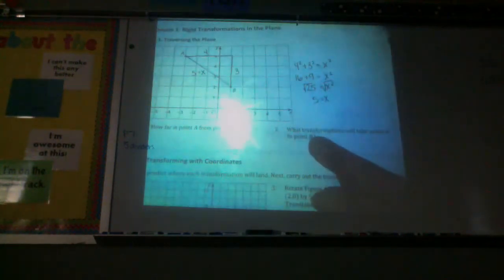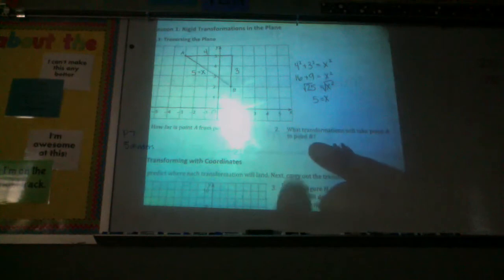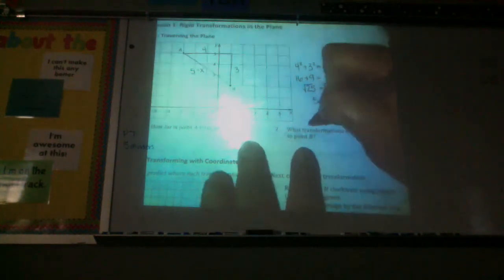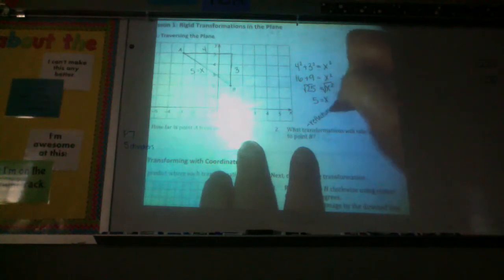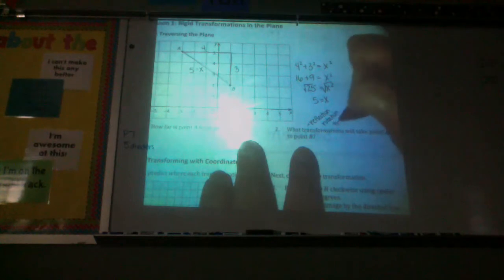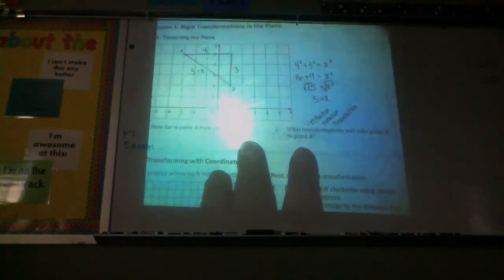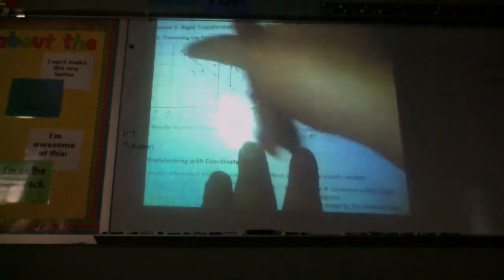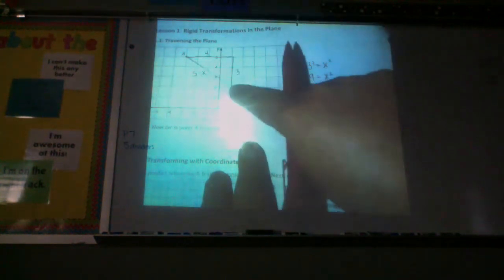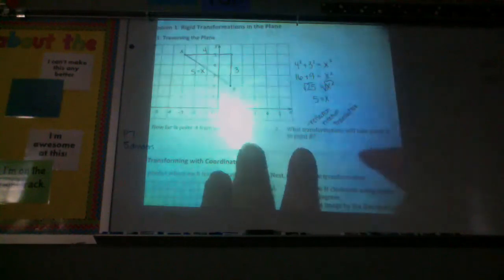All right. Second question says, what transformation will take point A to point B? Our transformations that we had were reflection, rotation, or translation. So in order to get A to go to B, it's just slid, and so that is a translation.